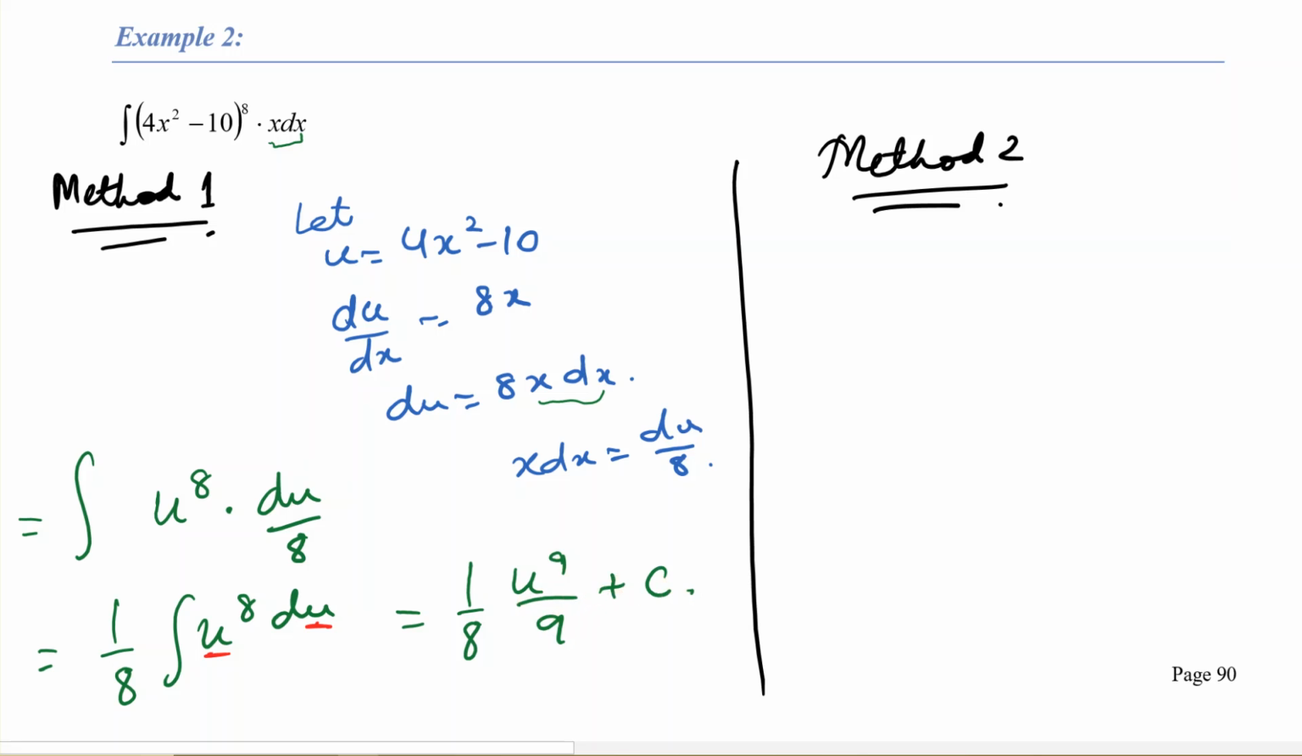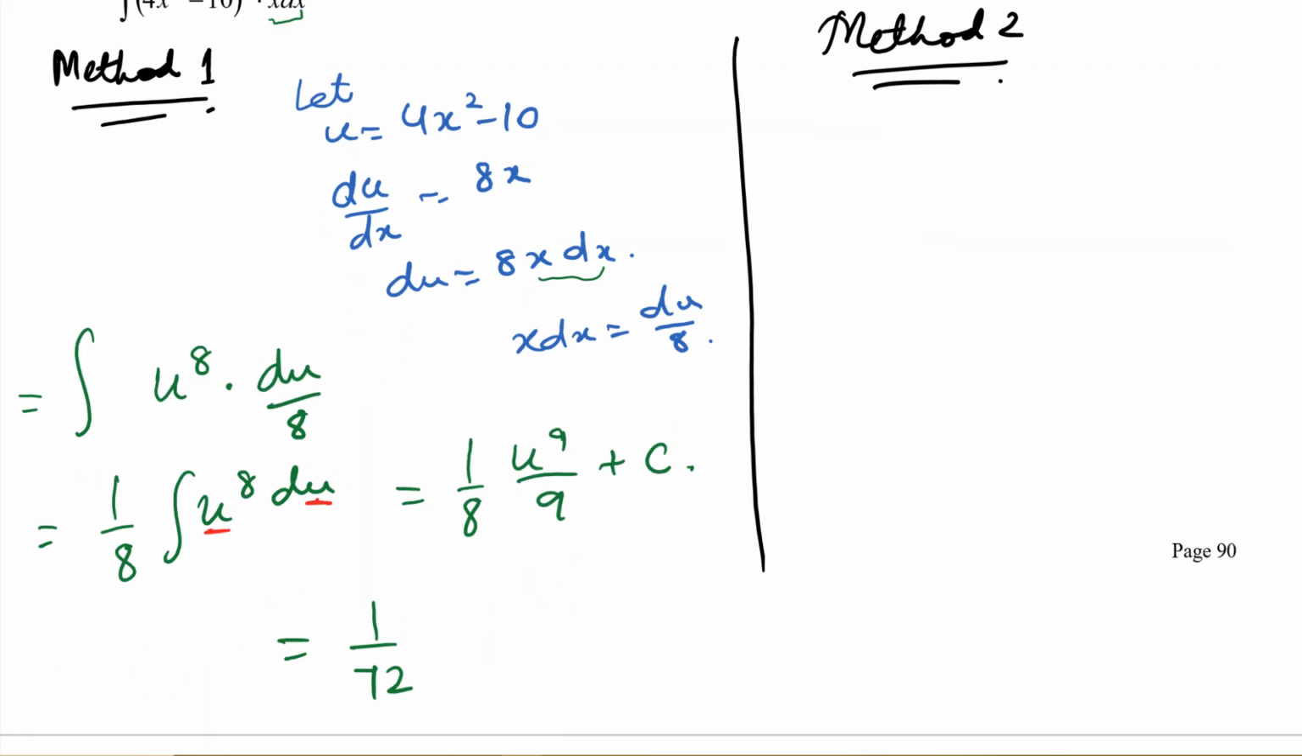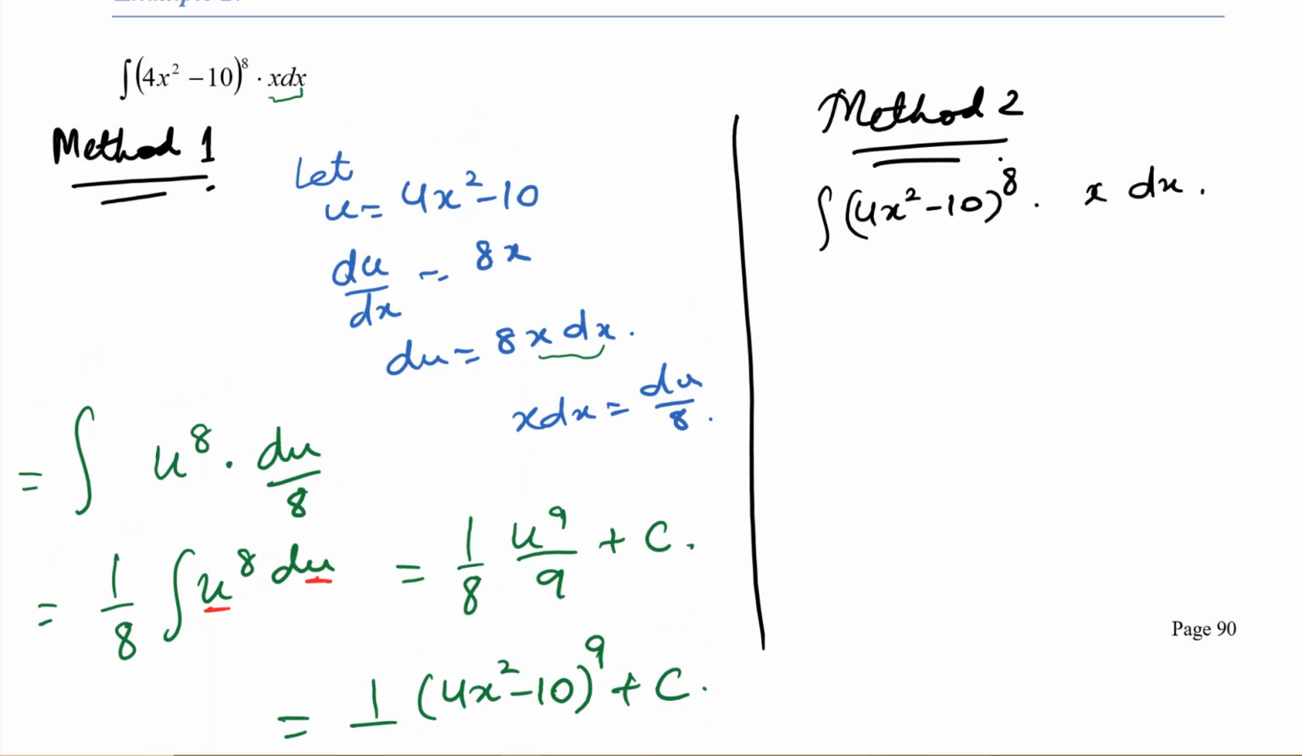So overall we get 1 over 72, and we can plug back the value of u. In terms of the original variable, we get (4x squared minus 10) whole thing raised to power 9 plus c. So this is our integral. That's our first method.